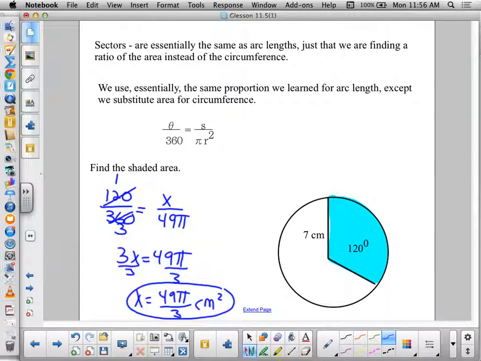Okay? I see no real reason to approximate that. That's fine. But you see how these things set up? It's not too bad. But you do have to know area of a circle, pi r squared. I mean, that's pretty obvious. That's something that's going to be important.